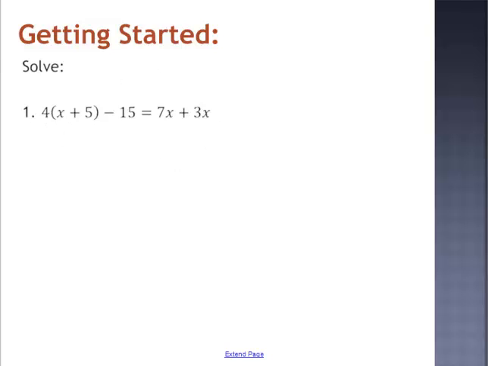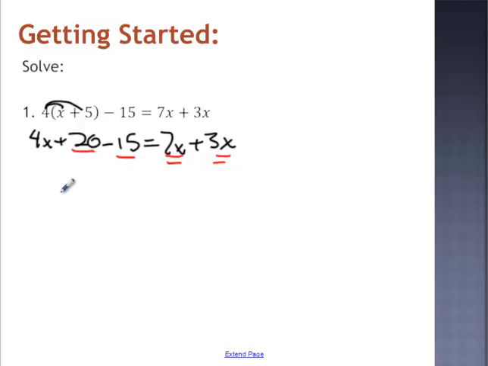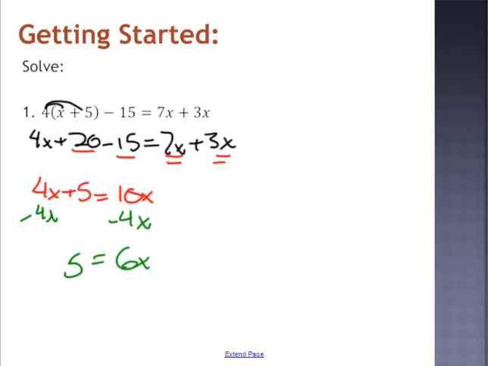So first off, let's go back. Let's think about how we would solve this in Algebra 1. Our first step every time is distribute. So we got 4x plus 20 minus 15 equals 7x plus 3x. Our next step, we're going to combine like terms. So we got 4x plus 5 equals 10x. Next step, I'm going to subtract 4x, and then I'm going to divide to get x by itself.